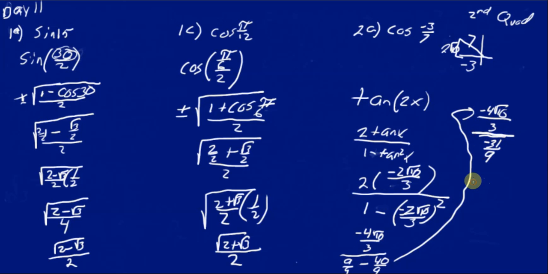So I'm just going to multiply by the reciprocal, and it's a negative 4 root 10 over 3 times a negative 9 over 31. Well, the negatives will become positive. This 3 cancels into the 9 3 times, so it looks like we have 12 root 10 all over 31.